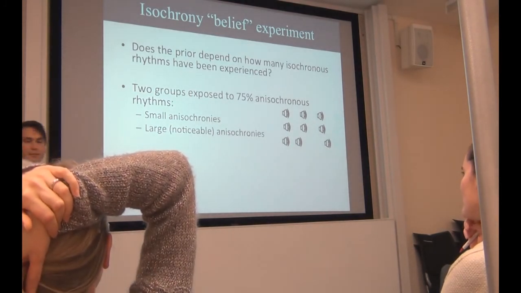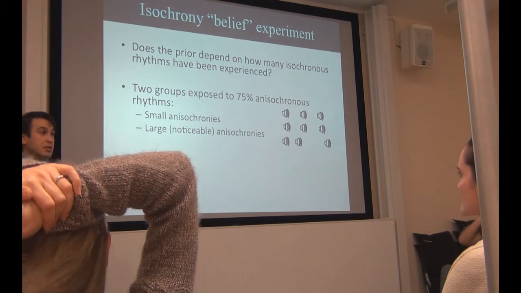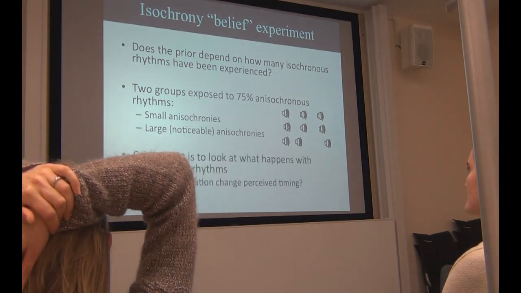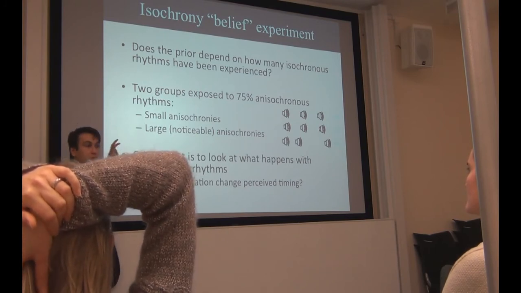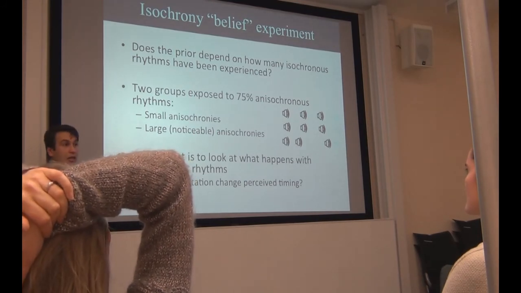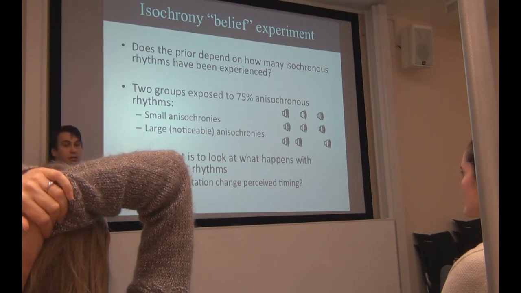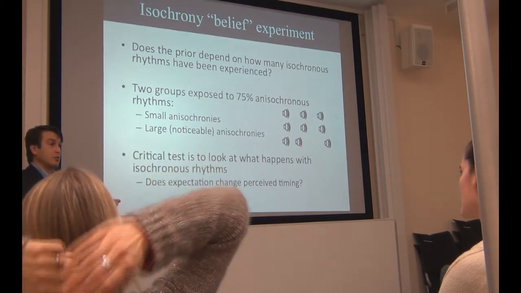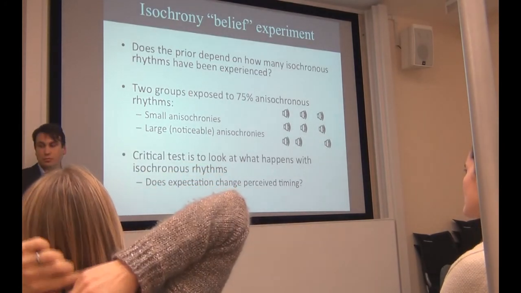Something like that. But in 25% of the stimuli, the sequence is actually isochronous. And here they do the same kind of task, but the last one is a bit off. So the critical test is to look at what happens with an isochronous stimulus and see whether the expectation you create from the other stimuli has an effect on this. So your belief that the next stimulus is going to be isochronous is modulating your time expectation for the next stimulus.